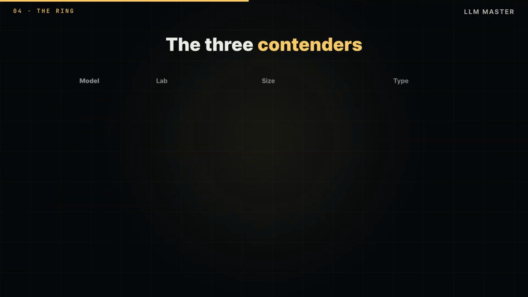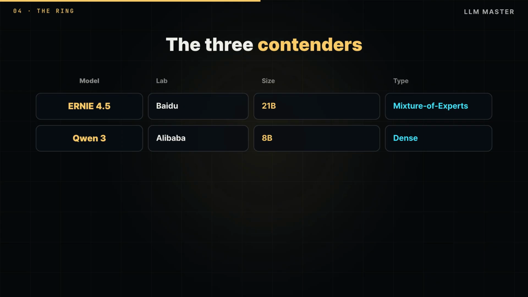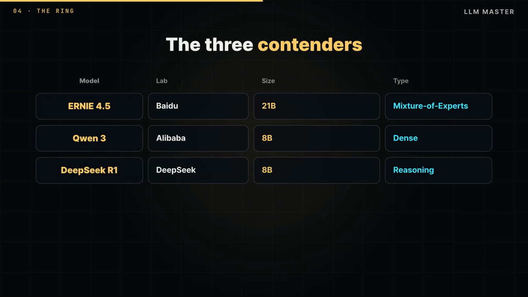Here are our 3 contenders, all running locally. ERNIE 4.5, a 21 billion parameter model, but a special kind. More on that shortly. Qwen 3, Alibaba's 8 billion model, and DeepSeek R1, the famous reasoning model, also at 8 billion. All 3 are open, all 3 downloaded to the same machine.